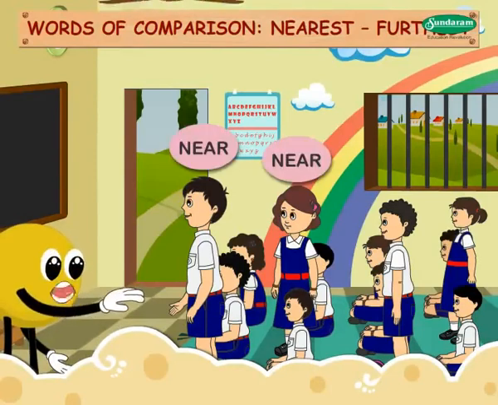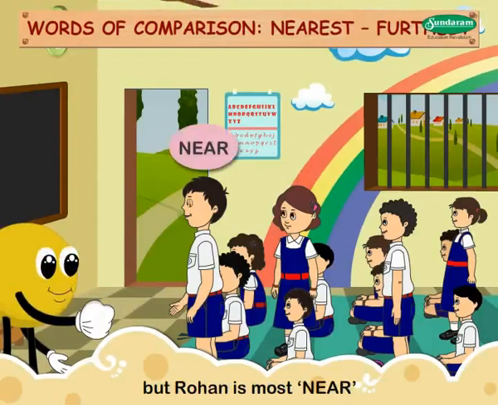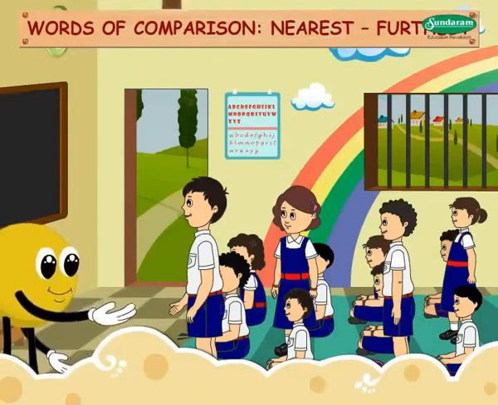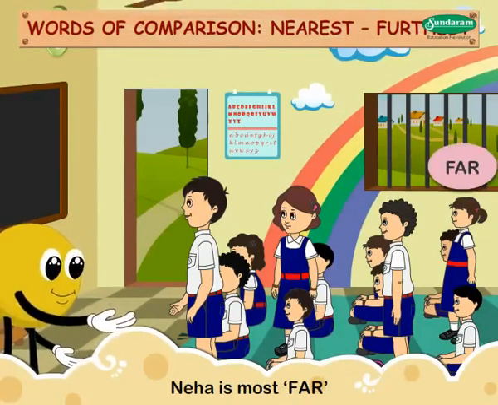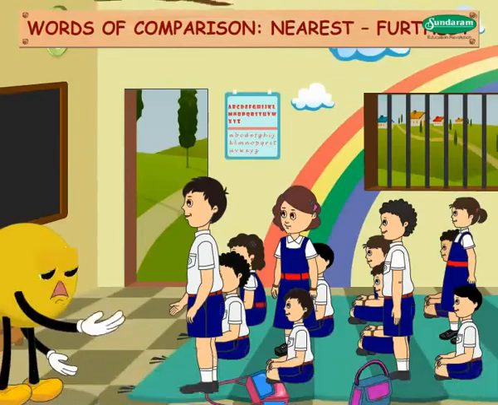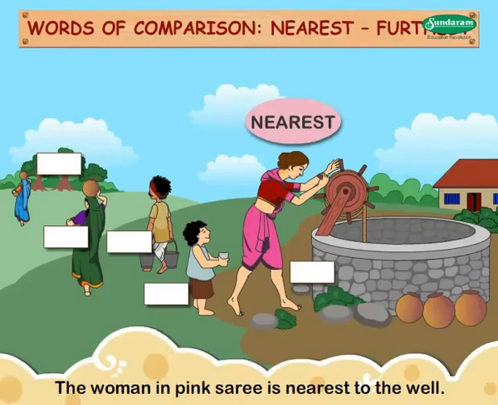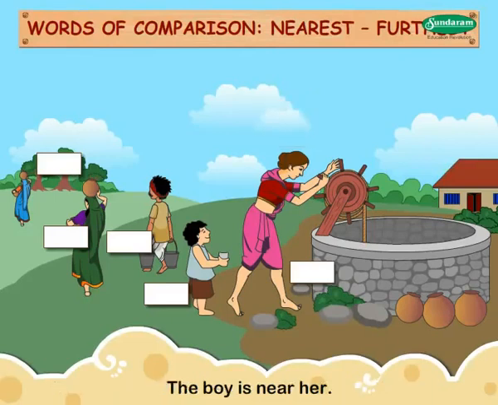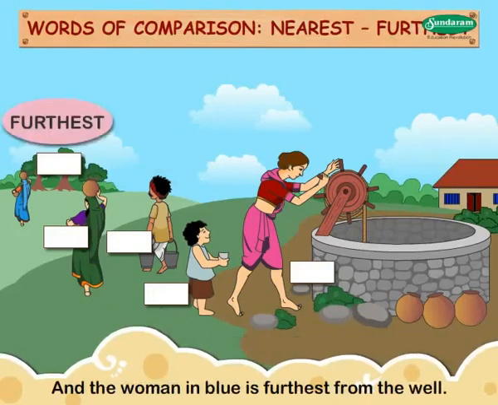This means Rohan and Deepa both are near me, but Rohan is most near. In the same way, Sahil and Neha are both far from me, but Neha is most far. Now look at this picture. The woman in the pink sari is nearest to the well. The boy is near her. The man with the bucket and the woman with the pots are far from the well. The woman in blue is furthest from the well.